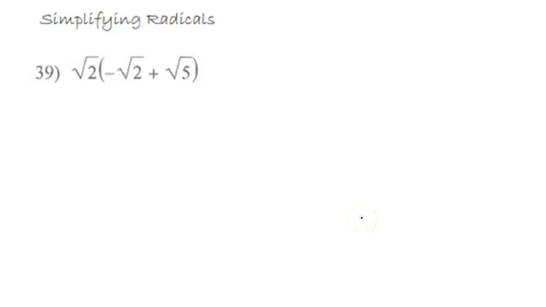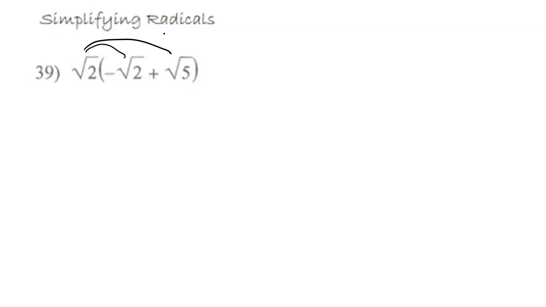Okay, we're going to take a look at simplifying radicals, which is number 39 on your summer assignment. Once we take a look at a few examples of these, you should be able to do numbers 40 through 44. The first thing you need to recognize is that you need to use the distributive property. And we'll take a look at the square root of 2 times negative square root of 2.